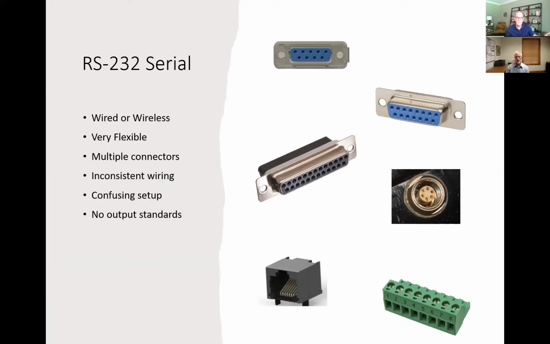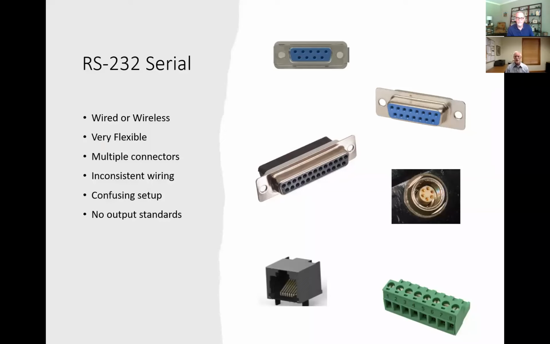Some of the drawbacks to serial is that there's no specific connector. You can see I've got some examples of a 9-pin and a 15-pin and a 25-pin and a circular 6-pin and an RJ45 jack and a wiring block. We run into all these and a lot of other ones.